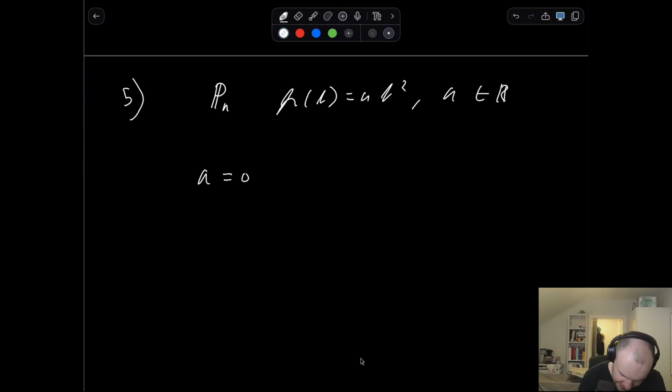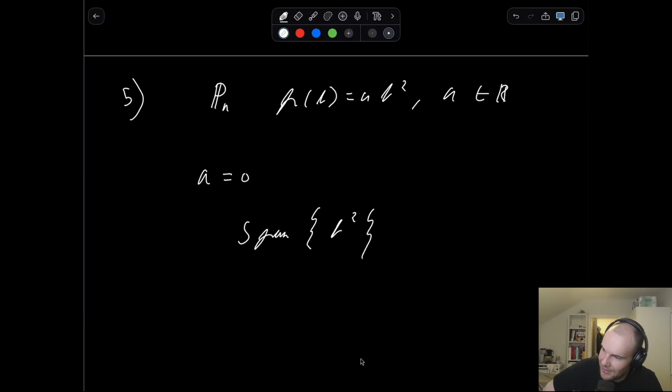You can see that the span here, of course, of t squared, oh my god, if we let H be equal to the span of t squared, because that constant in front doesn't matter, it's the span of t squared, it will be the same as we had with the vector.